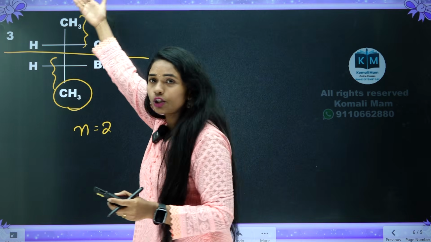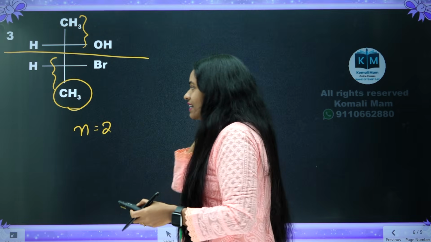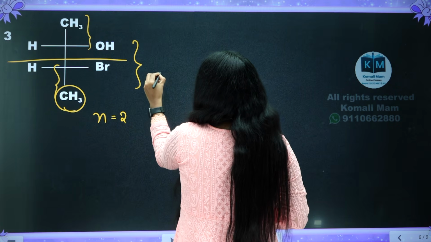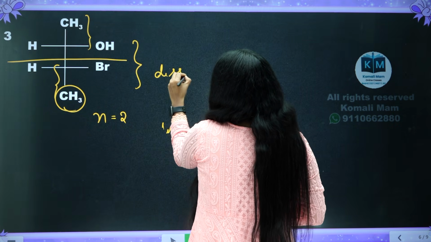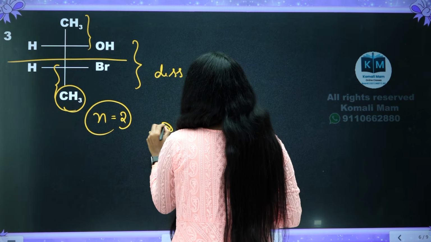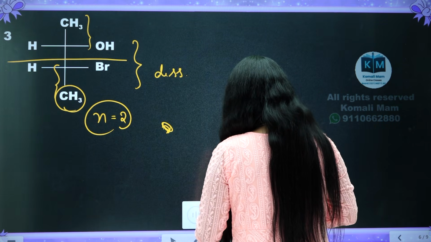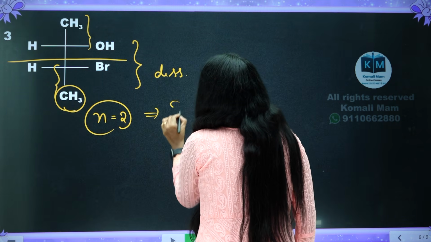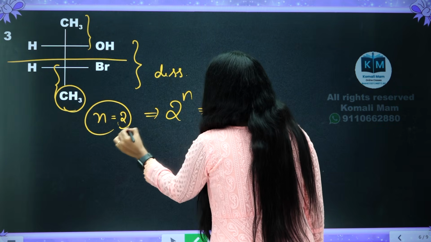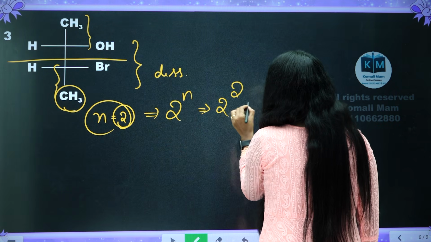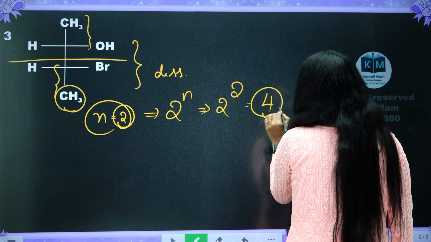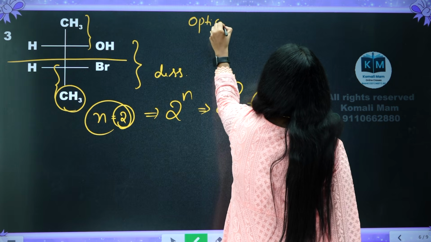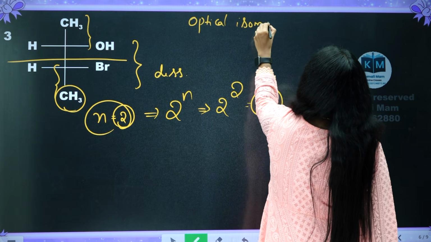See, this is a dissimilar end. Down is a different part, top is a different part. Dissimilar ends. Here dissimilar ends. n is equal to 2. Dissimilar ends, what is the formula students? Tell me. Dissimilar ends formula is 2 to the power of n, where n is equal to 2. So 2 to the power of 2 is equal to 4. So number of optical isomers are 4.